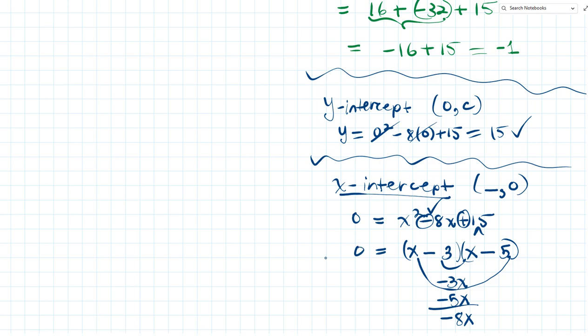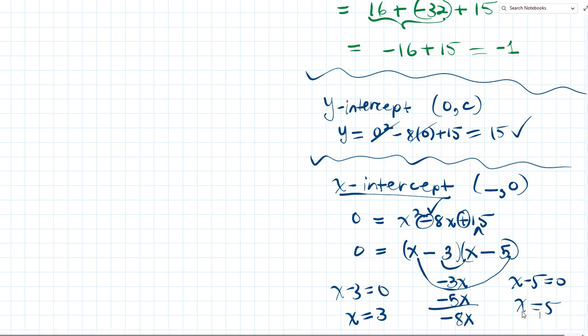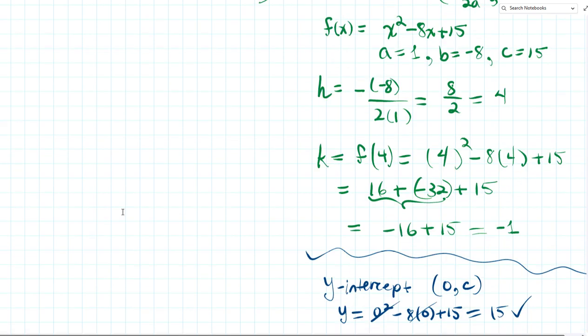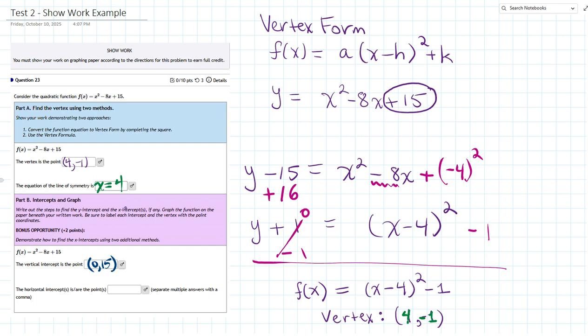And since it's set equal to 0, and anytime you're multiplying two things that give you a product of 0, you know at least one of them had to be 0. And that's why we can set x minus 3 equal to 0 and solve to get x equals 3. And same thing with x minus 5, solving to get x equals 5. So those are the two x-intercept coordinates. So I would put (3, 0) and (5, 0) in for the x-intercepts in that second answer box.